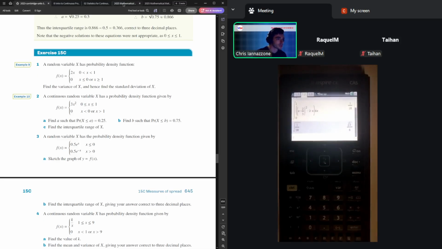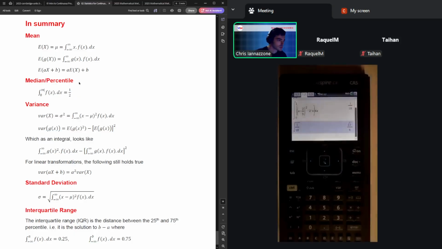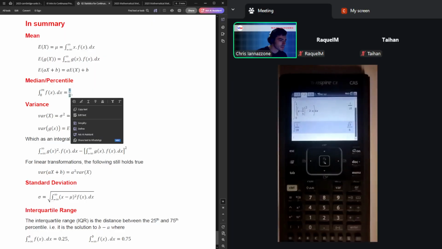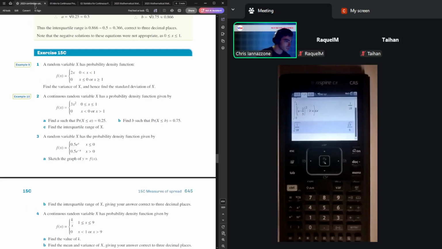So if we have a look at what that entails, you basically just set the upper bound as the variable to be solved, and the equal sign is going to go to whatever the percentile is. For median, that will be the 50th percentile. For this, we're even being told, make it equal to 0.25. Since x less than or equal to a is an upper bound.